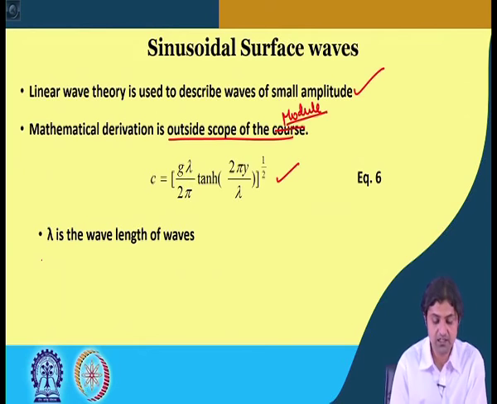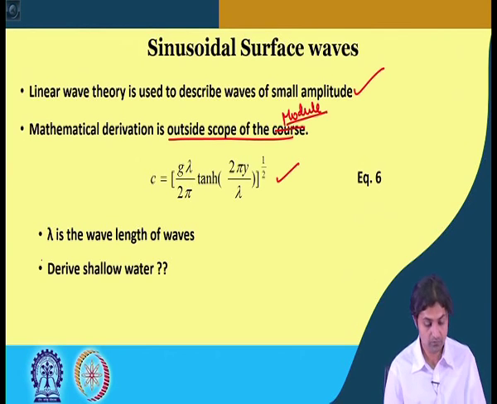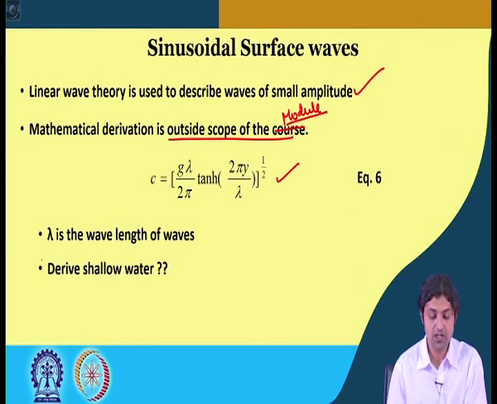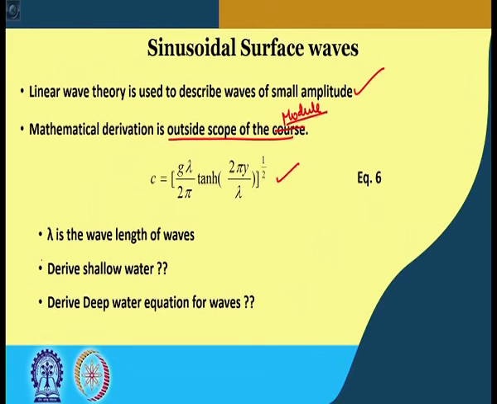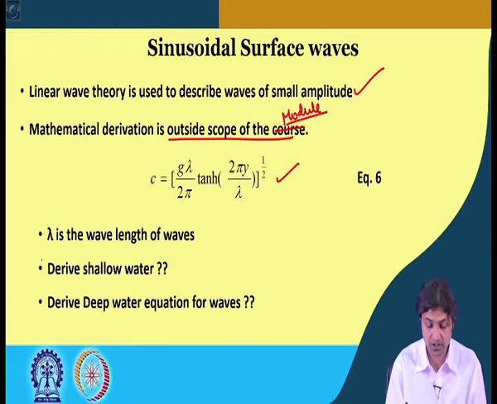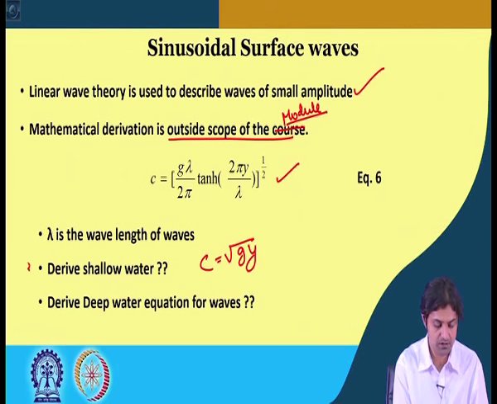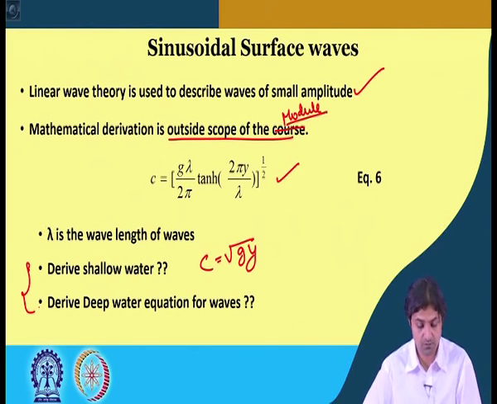Here lambda is the wavelength of waves. So, if you try to derive the shallow water equation, shallow water means that the depth of the water is very small compared to the wavelength. If you derive this, you will get equations such as C is equal to under root g y. I am skipping all these because we are anyways going to study this in the last module.